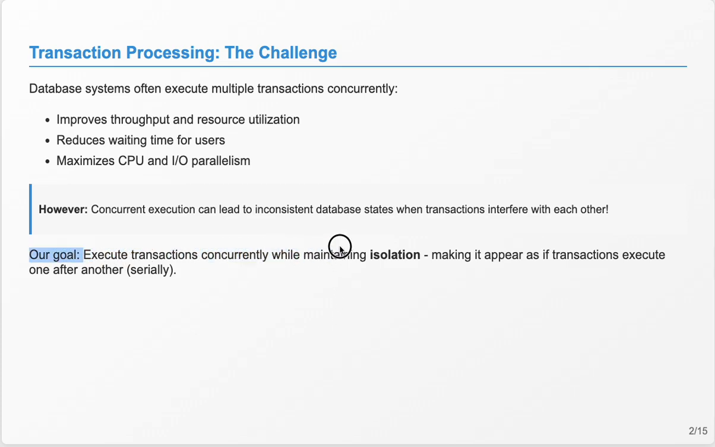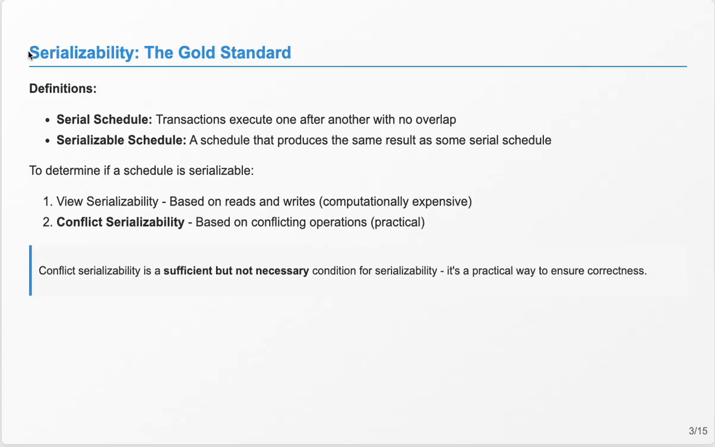Our goal is to execute transactions concurrently while maintaining isolation, making it appear as if transactions execute one after another in a serial fashion, even though they're actually running in parallel. Serializability is our gold standard for concurrent transaction execution.